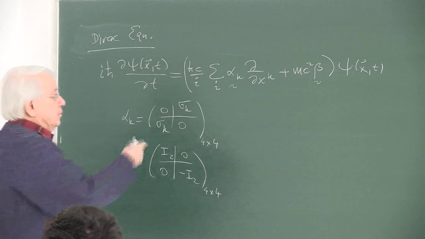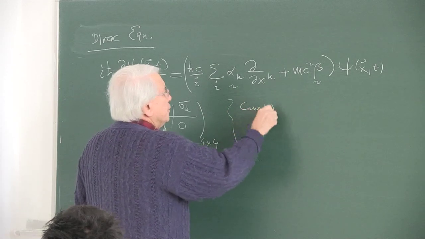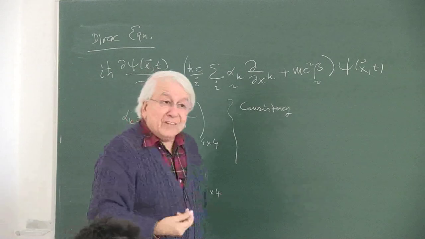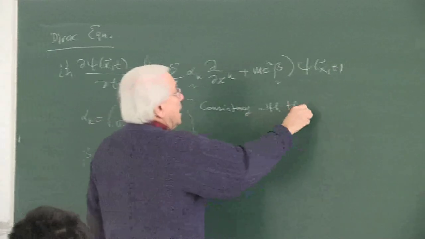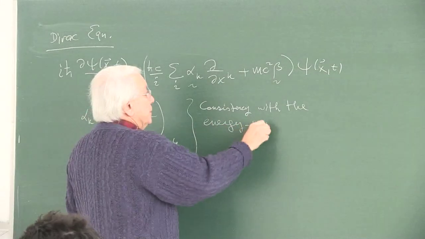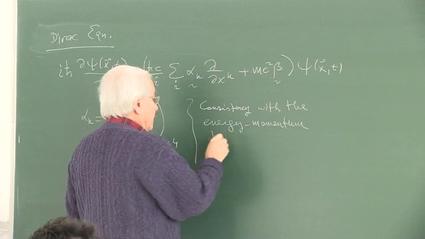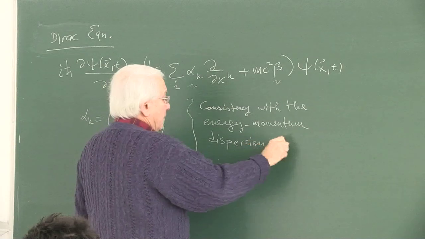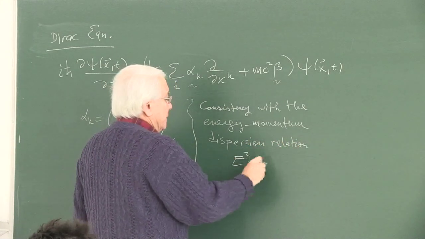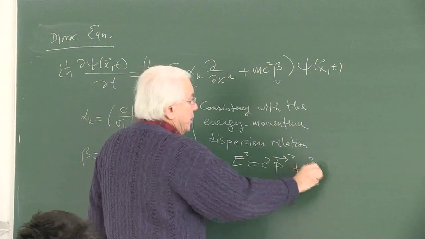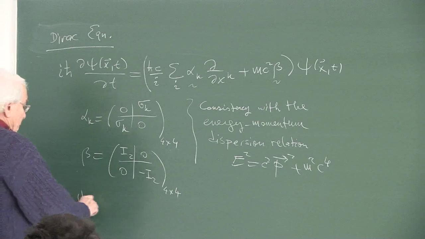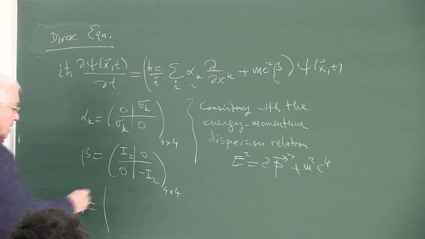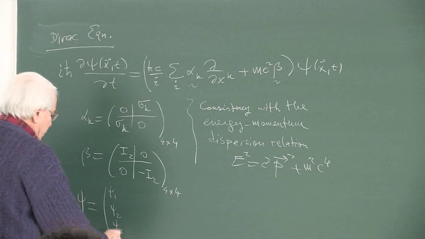In the next step, I should indicate that consistency with the energy momentum dispersion relation, E² = c²p² + m²c⁴, was instrumental in obtaining those algebraic relations and thus this particular representation. It played an important role in obtaining the explicit solution. It is crucial that psi is a four-dimensional column matrix, psi 1, psi 2, psi 3, and psi 4. I'm suppressing the space-time dependence, obviously.